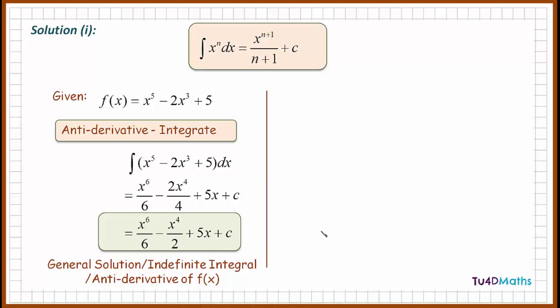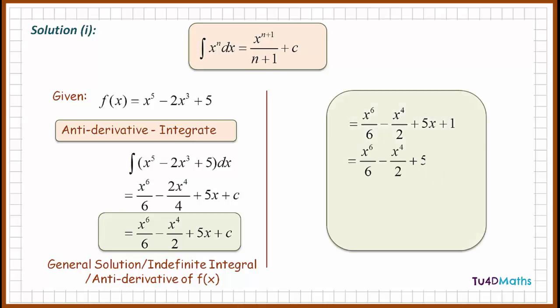So we can pick any 3 numbers. So for example, let's pick 1. So the first antiderivative is given by x to the power of 6 over 6 minus x to the power of 4 over 2 plus 5 times x plus 1. And we could also substitute 2 for c and 3 for c to give the following 3 antiderivatives.